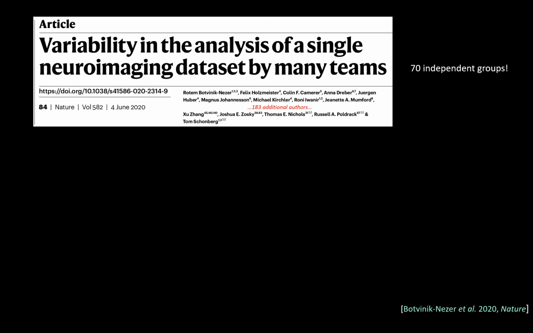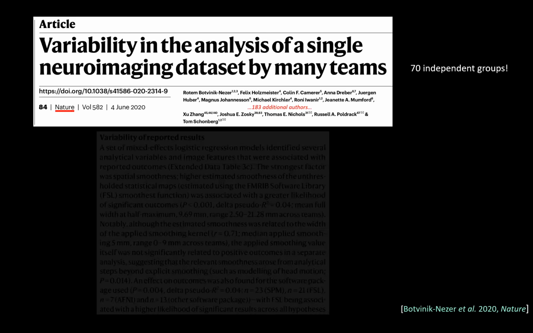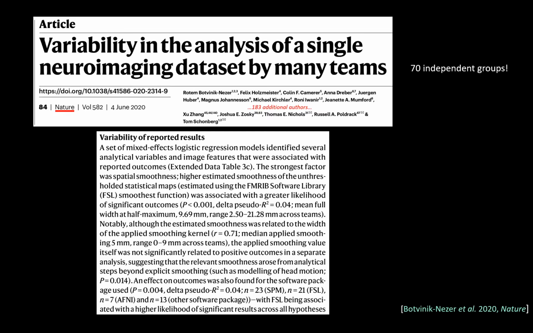There was this cool study that came out in Nature, no less, a couple of years ago. This group sent the same fMRI data set to 70 independent groups and asked them all to analyze the data to see how the results would compare. As you might imagine, there was a lot of variability in the reported results. No two groups essentially got the same results. It was quite striking. But what really surprised me is this slide here.